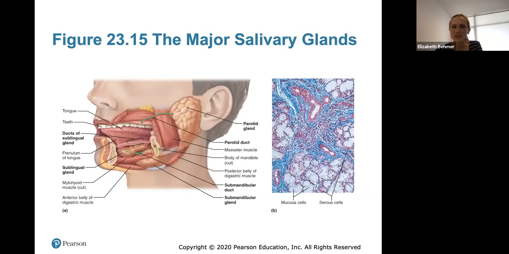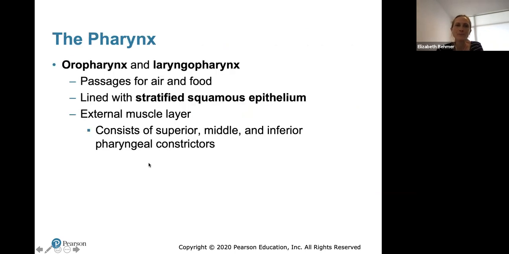So here are the major salivary glands and where they all lie. There's 3 of them: the parotid over the masseter muscle, the sublingual under the tongue, and the submandibular under the mandible. Then the oropharynx and the laryngopharynx are passageways for air and food. They're your throat. They're lined with stratified squamous. There's an external muscle layer.